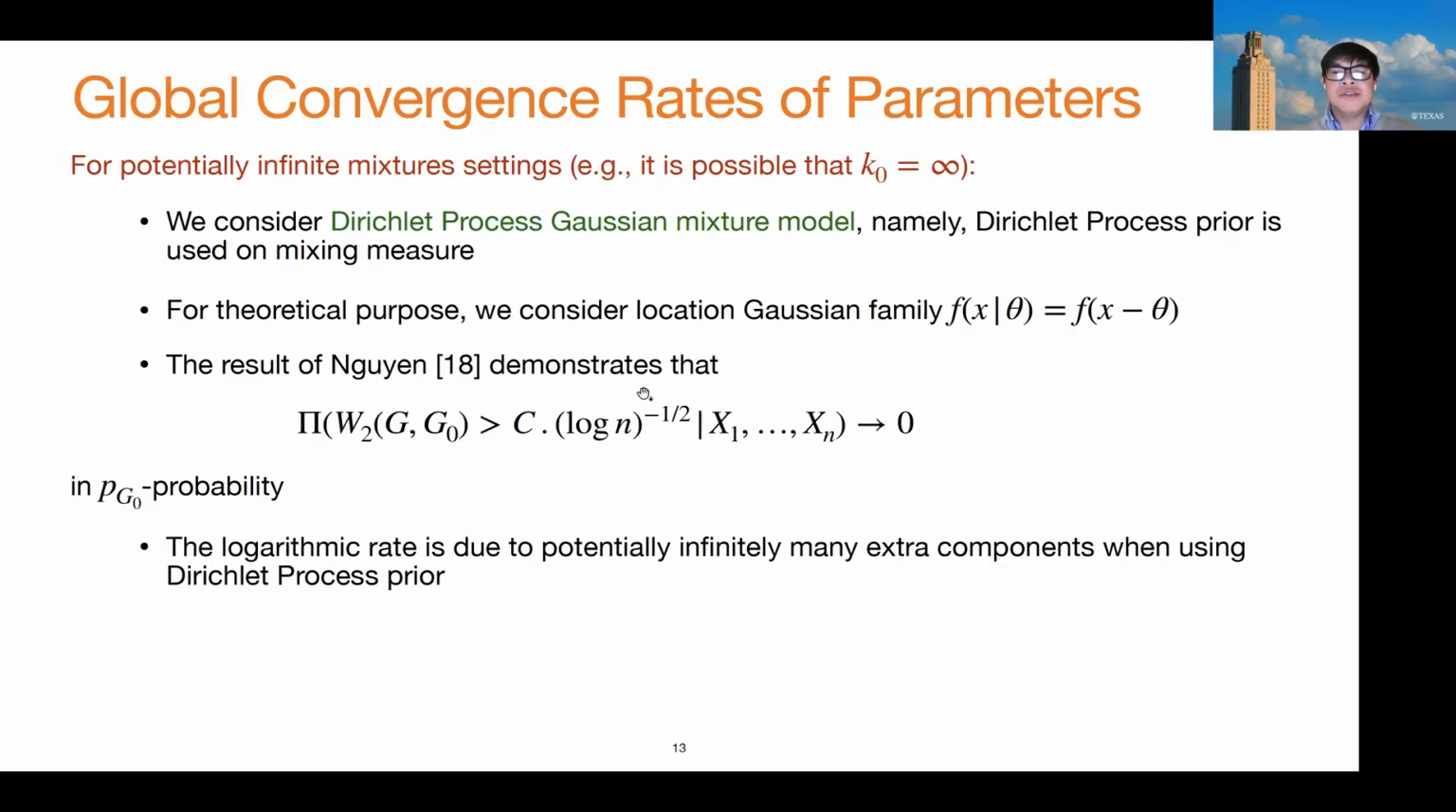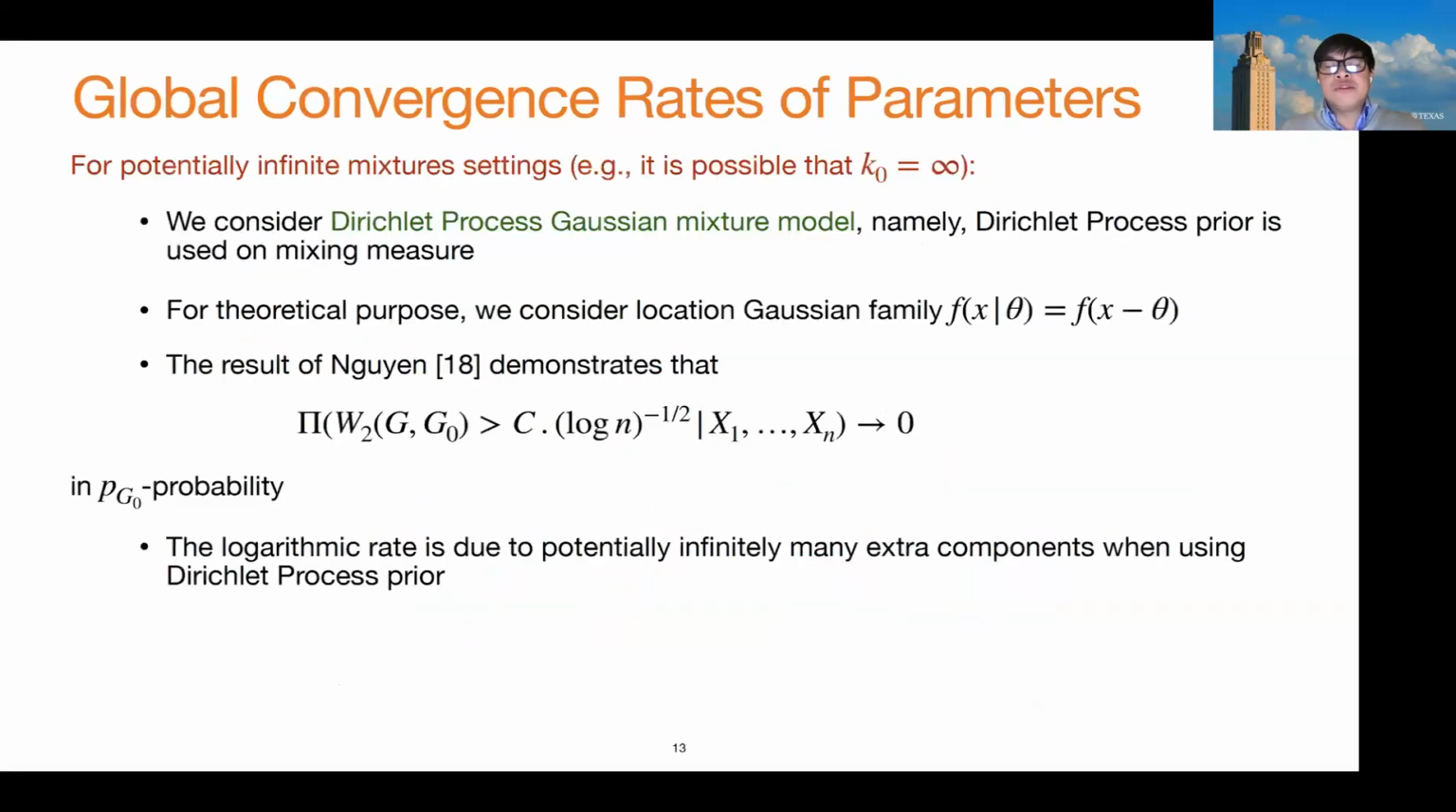Long's paper in 2013. Basically, he demonstrated that by using the second order Wasserstein metric, if we have a Dirichlet process Gaussian mixture model with a location parameter, and we fix the covariance matrix, then we need 1 divided by log n to the power of 1/2 to estimate the true mixing measure. This result basically means the slow rate is because we have so many extra components. As I mentioned earlier, when we have too many extra components, then the value of R bar goes to infinity. And that's why using a Dirichlet process prior on the mixing measures can be a bit problematic for the estimation of the true mixing measure.